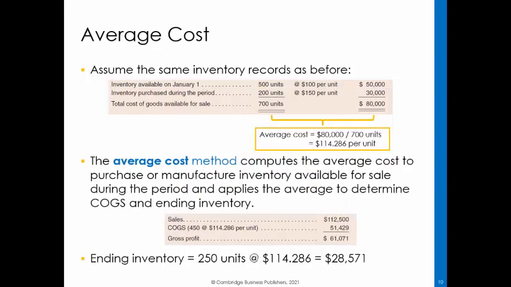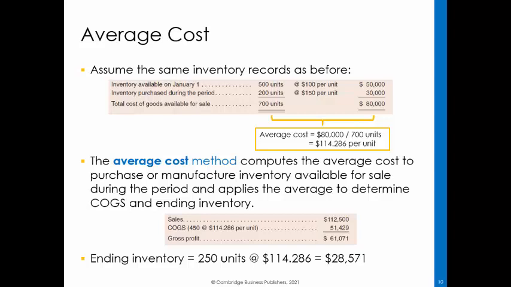The average cost method computes the cost of goods sold as an average of the cost to purchase or manufacture all the inventory that was available for sale during the period. To compute the average cost of $114.286 per unit, the company divides the total cost of goods available for sale, $80,000, by the number of units available for sale, 700.